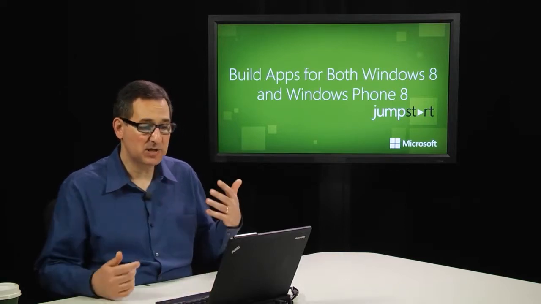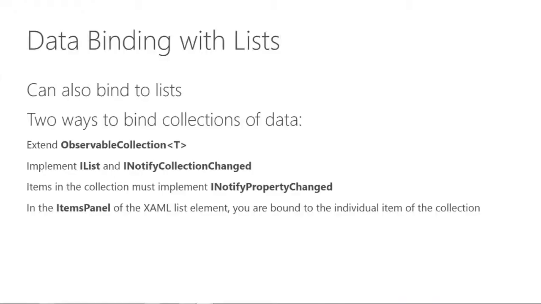Now, we've been talking about single properties, but you can also do the same thing with lists. In pretty much the same way, there are two ways to bind collections of data. You can extend ObservableCollection, and when you have the ObservableCollection, you get INotifyCollectionChanged automatically, or you can implement IList and INotifyCollectionChanged. It depends on what you're doing in the scenario, but you can do it either way.